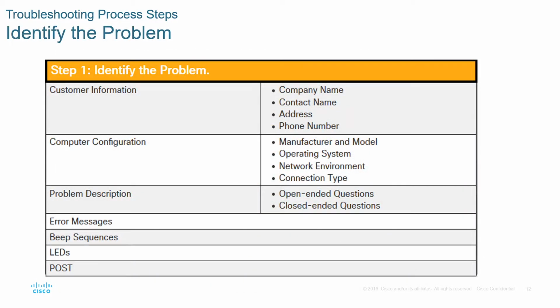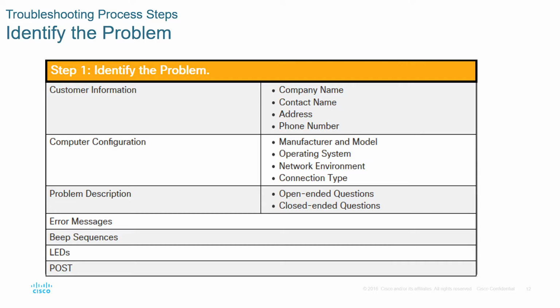So when you do step number one, you identify the problem, and there are a few ways you can do that. The first thing you need to do is identify customer information. Identify the company name, the contact name, the address, and the phone number for that specific problem.